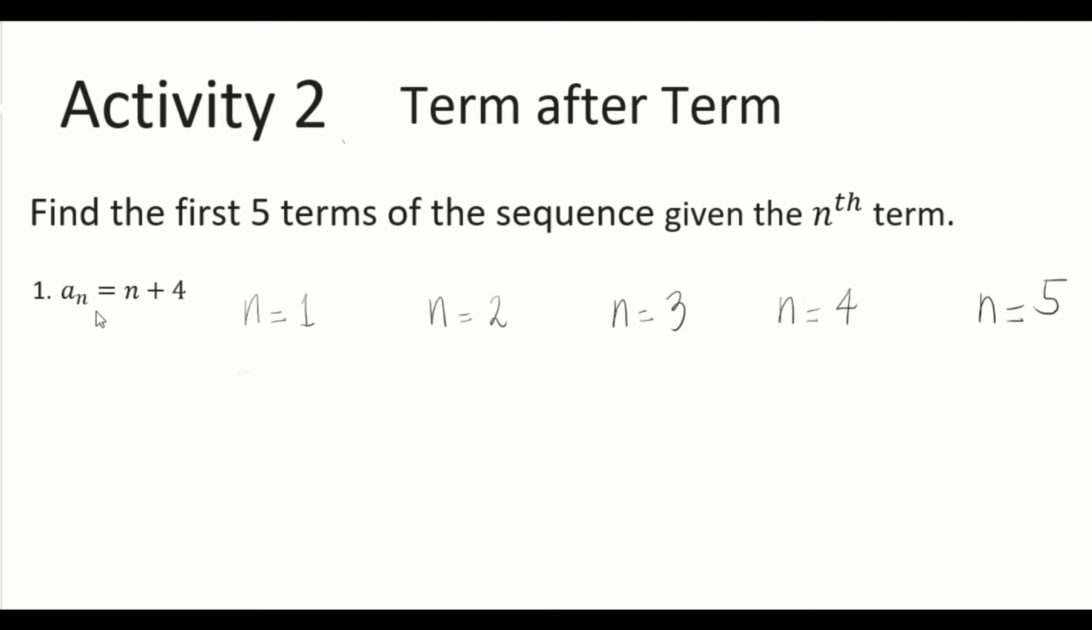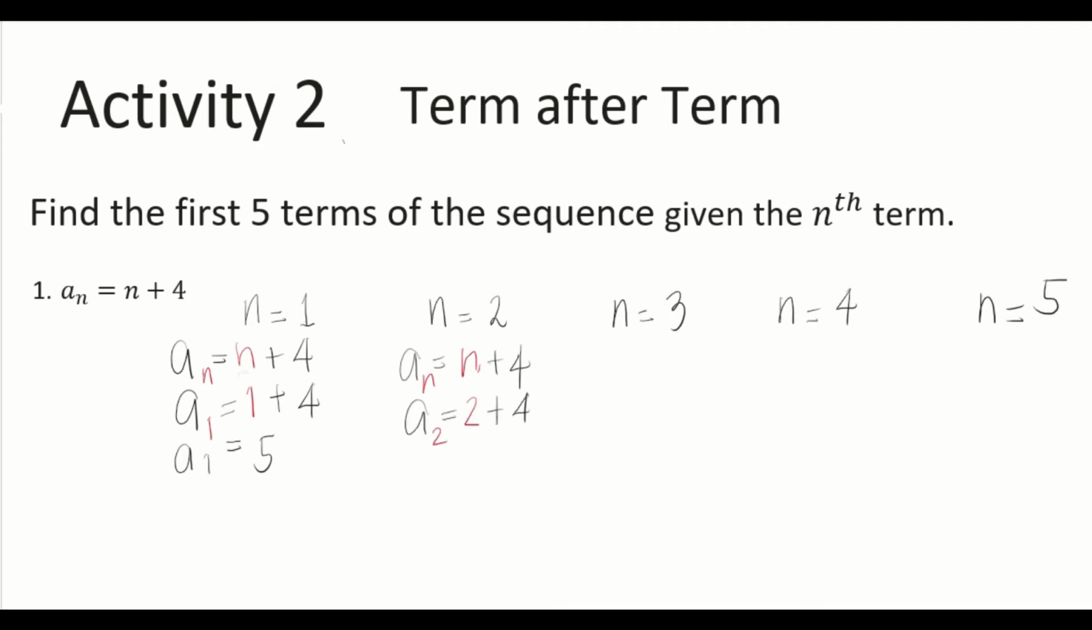So using our general term, a sub n equals n plus 4, changing n to 1, we have a sub 1 equals 1 plus 4. So a sub 1 equals 5. Next, a sub 2 equals 2 plus 4. So our a sub 2 is 6. For our third term, a sub 3 equals 3 plus 4. Our a sub 3 is 7.